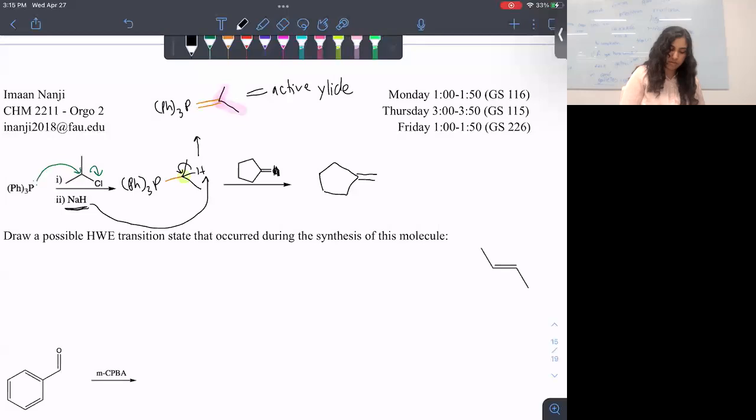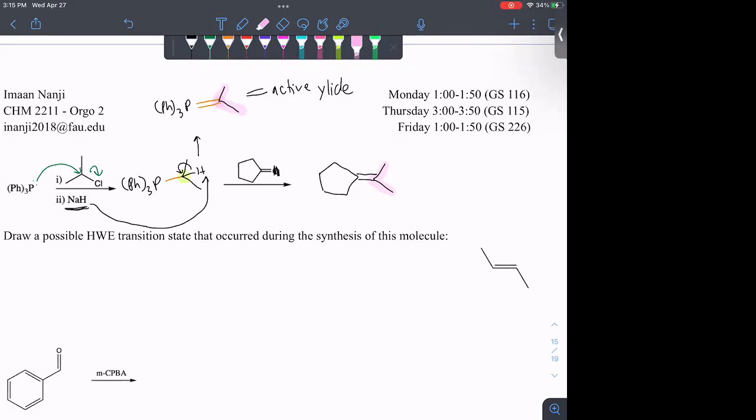So we retain the double bond of the carbonyl. The only thing that's different is this new R group replacing the O. And that's what both Wittig and Horner-Wadsworth-Emmons do.